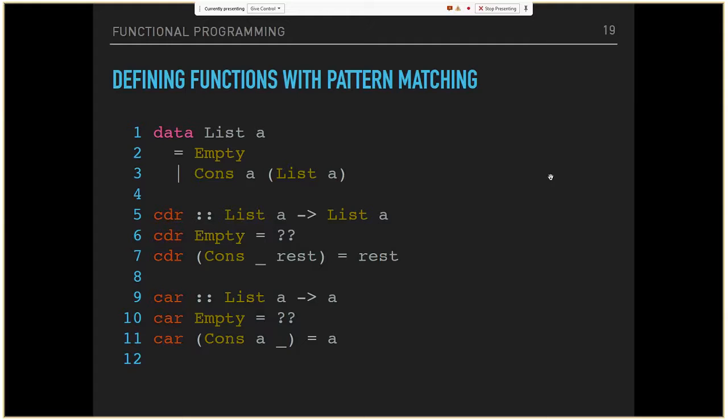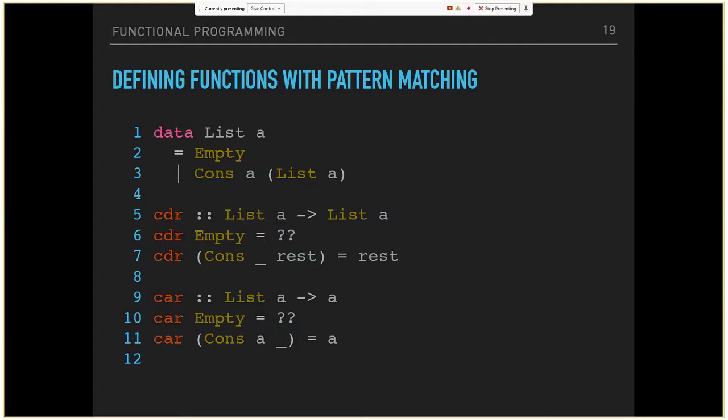And for CDR, what does it mean to take the rest of the elements of an empty list? Again, I'm not really sure, so I'll put question marks here. But the second case is easy. If I have a cons of the first element and the rest of the elements, then the result is just the rest of the elements. I get rid of the first element, right?